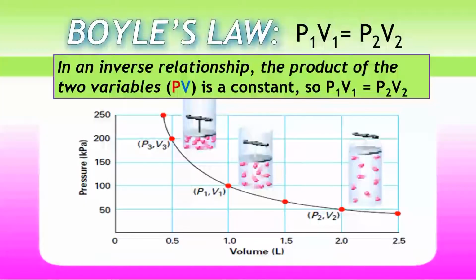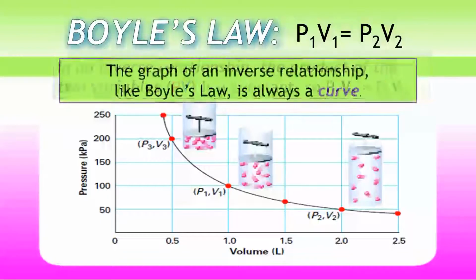It's an inverse relationship. And so the product of the two variables, PV, is a constant. So pressure times volume the first time will equal pressure times volume later, the second time. Another thing, however, which is often not noticed, is that the graph of an inverse relationship like Boyle's law is always a curve. And we might wonder, why is this so?